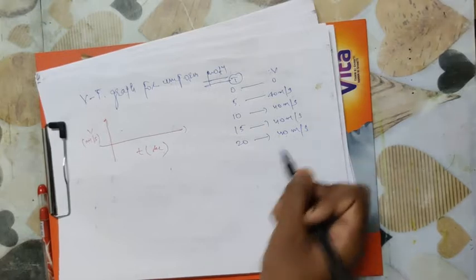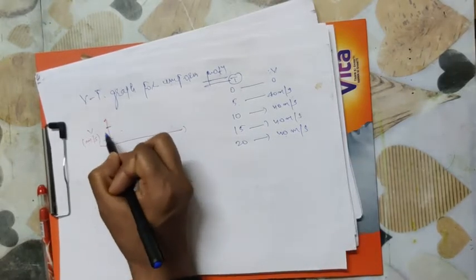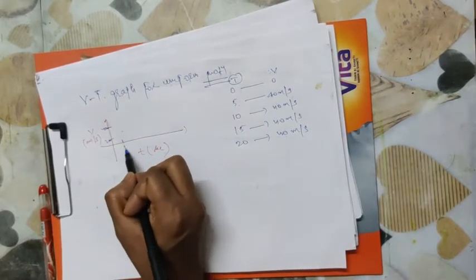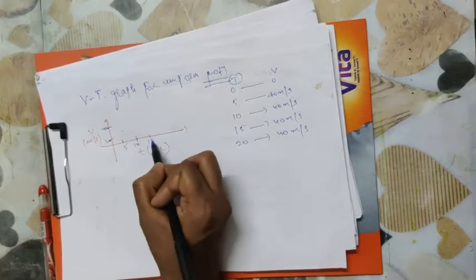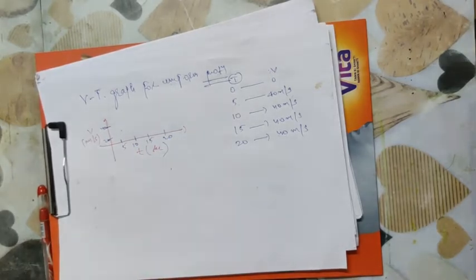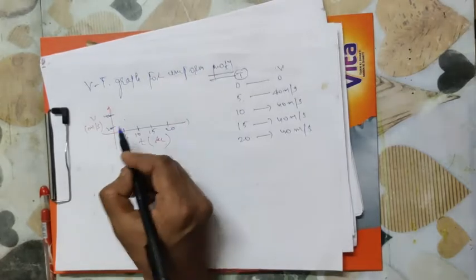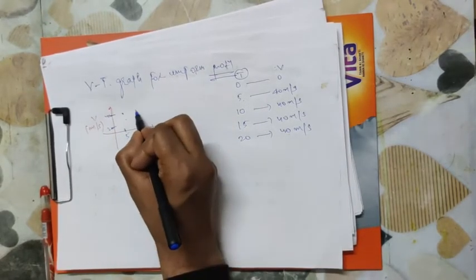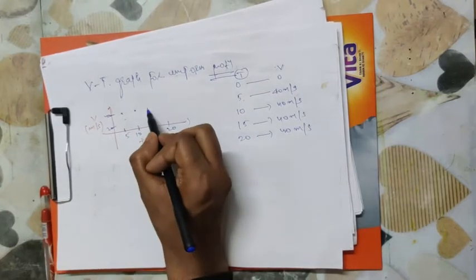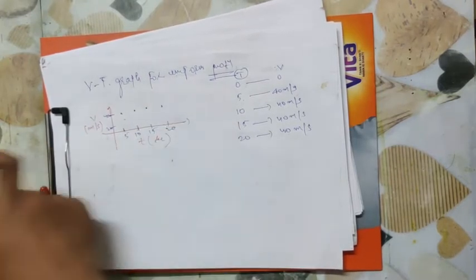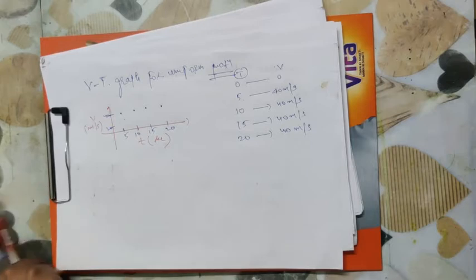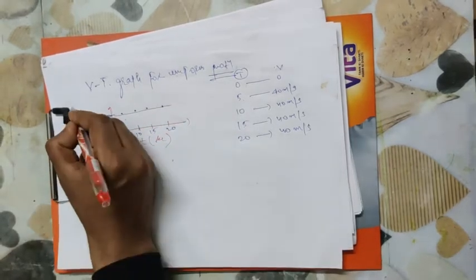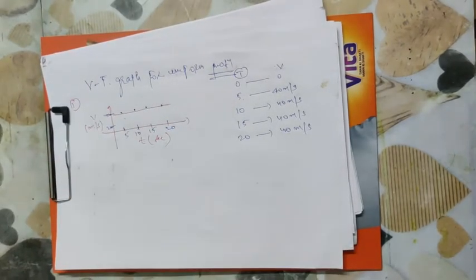That is, velocity is constant. At every point of time, 5, 10, 15 and 20, velocity is the same. For 5 the velocity is 40, the point will be here. At 10 the velocity is 40, the point will be here. At 15 and at 20 the points will be here. So your graph would be like this, and this is the velocity time graph for uniform motion.